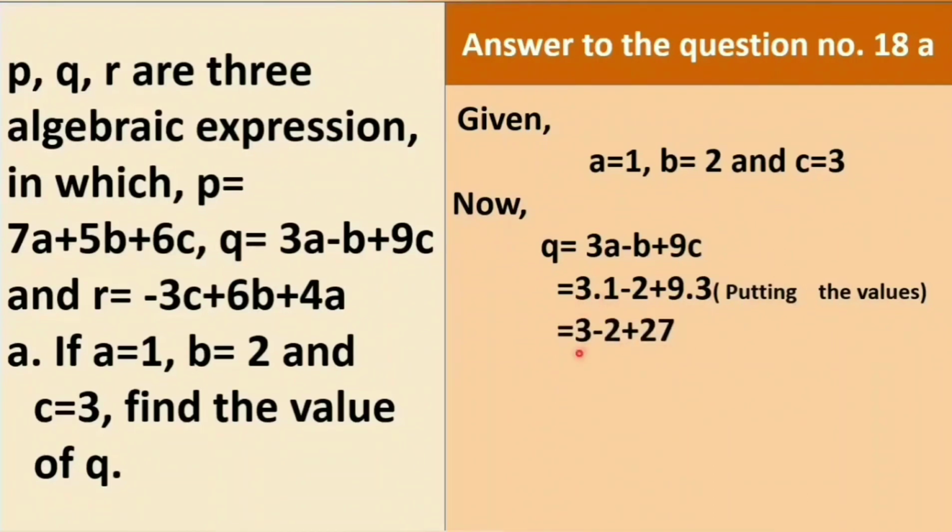See here, 3 ones are 3, then minus sign, then here it is a 2, then plus 9 threes are 27. In the next line, if you do the calculations, if you add 27 and 3, the result is 30. And with the 30, if you subtract 2, then you will get 28. That is our required answer. The value of Q is 28. I hope you understand this.